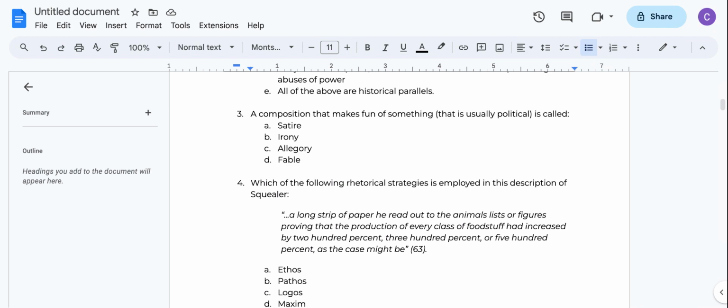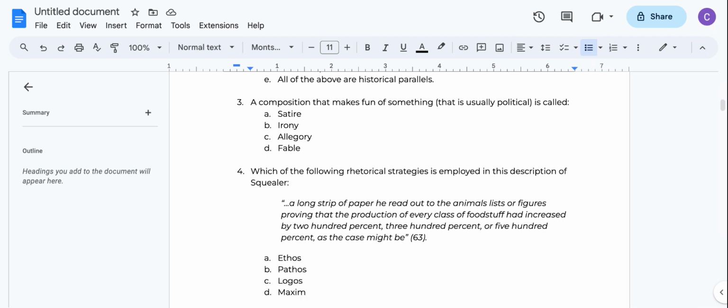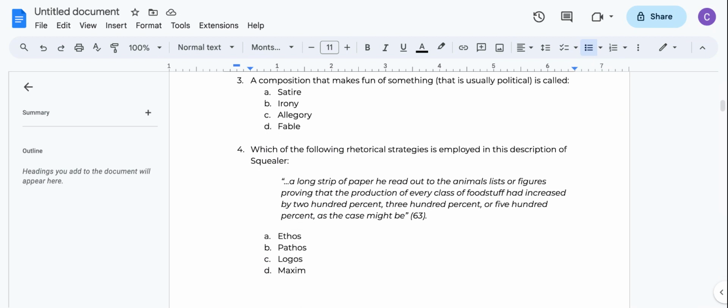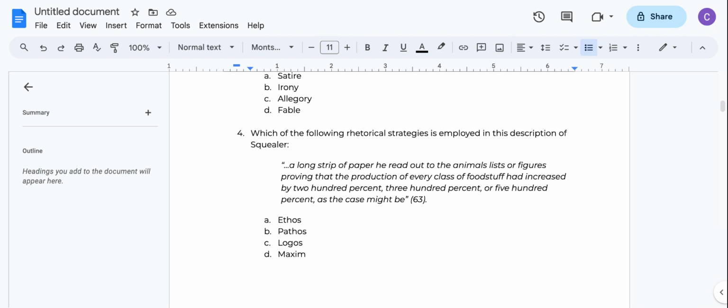3. A composition that makes fun of something that is usually political is called A. Satire. B. Irony. C. Allegory. D. Fable.